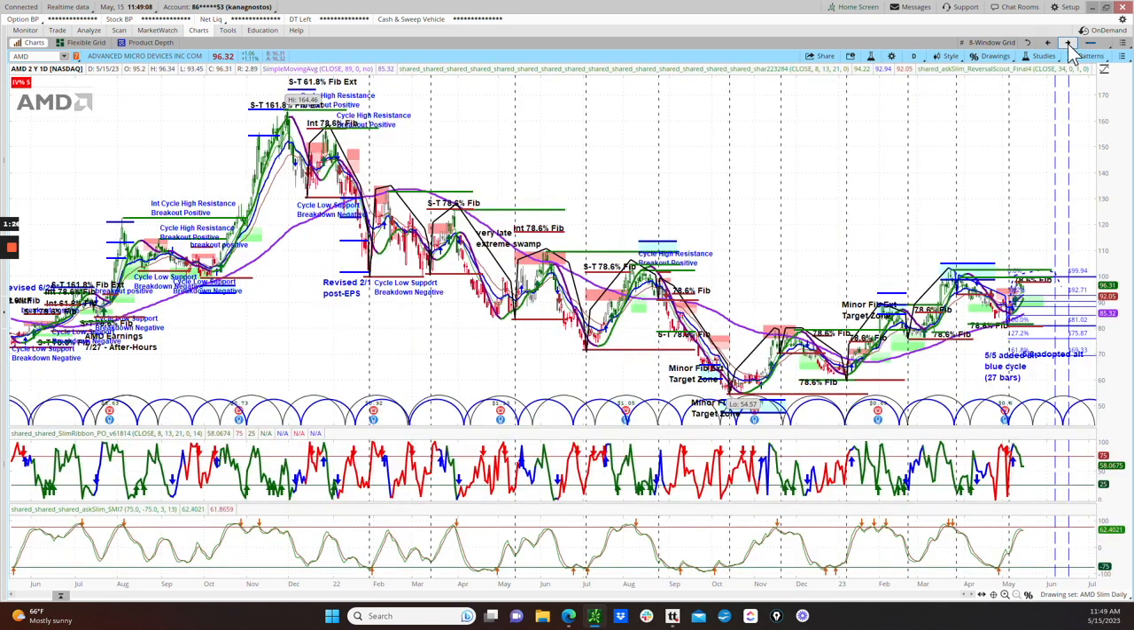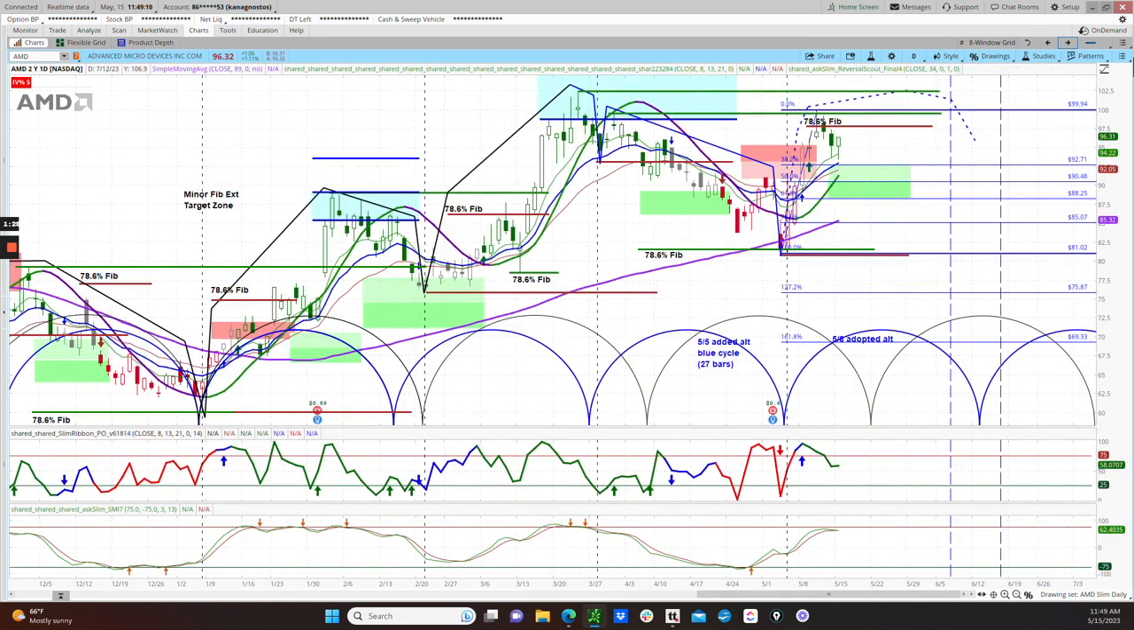Switching over to the daily chart of AMD, you'll notice that we got a nice move up off that low. This daily low is the one that corresponds with the intermediate low from the weekly chart. We also got an improvement in momentum shortly thereafter, with both the reversal scout and slim ribbon now turning green.